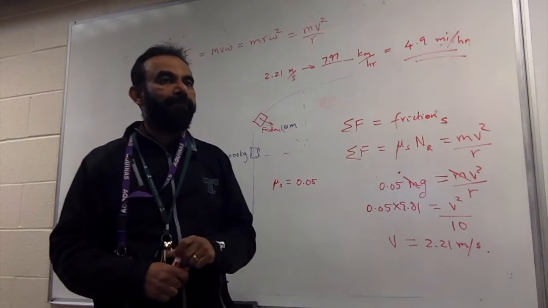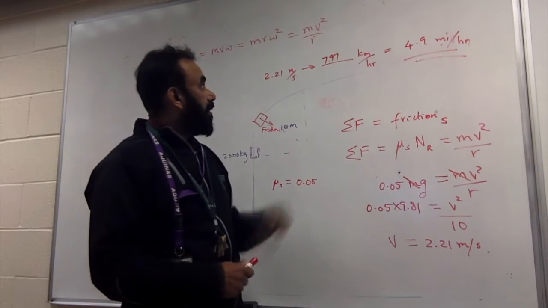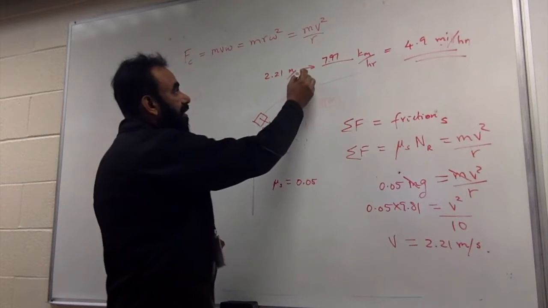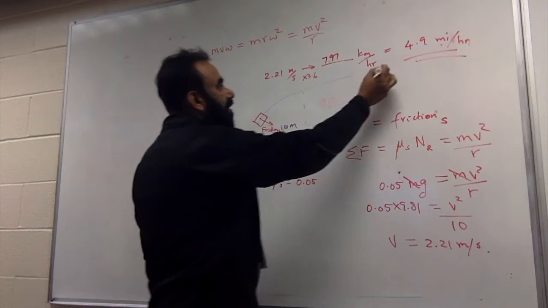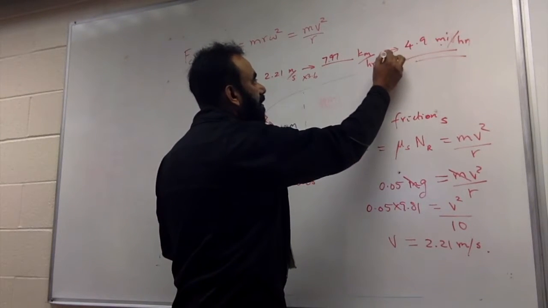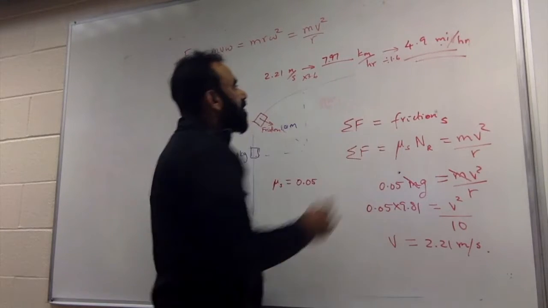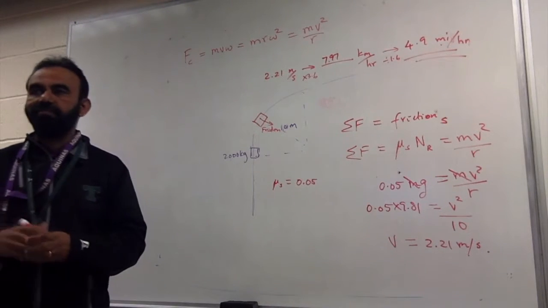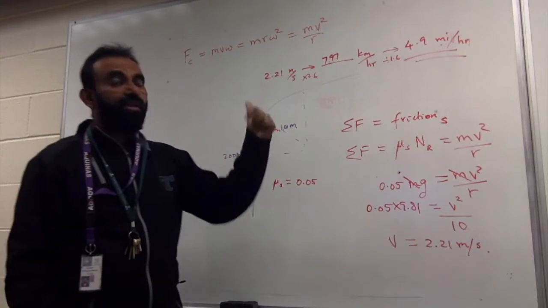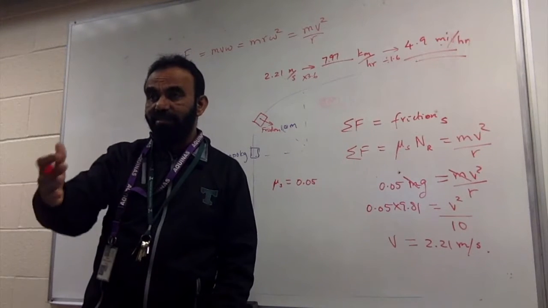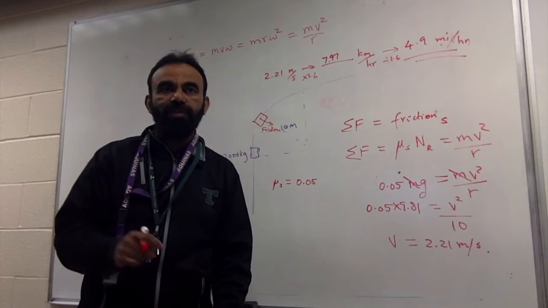Yeah. What is meters per second to kilometers per hour? Multiply it by 3.6. So here multiply by 3.6, and here divide by 1.6. Got it? And so you got 4.9 miles per hour, which is the speed. Look at the speedometer and see how slow it is.